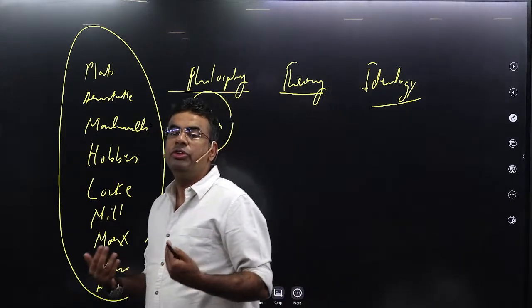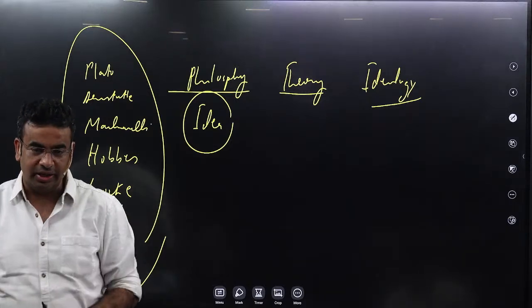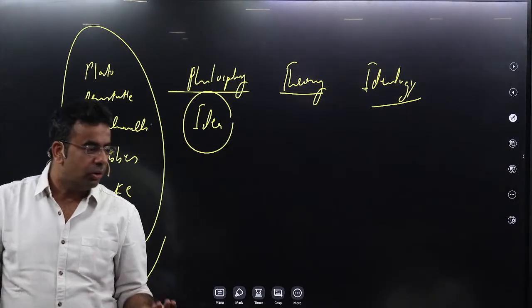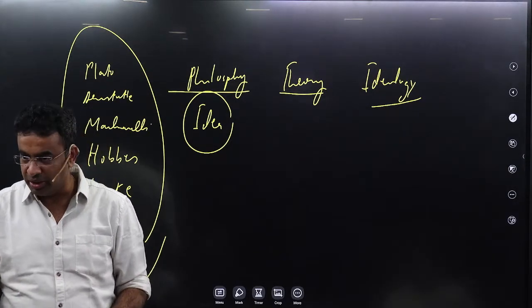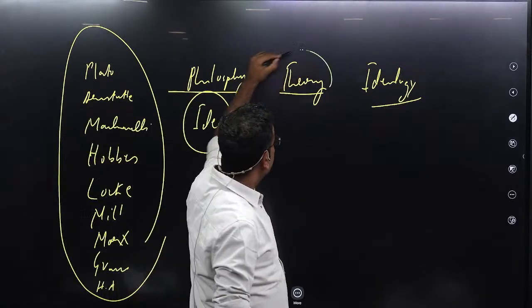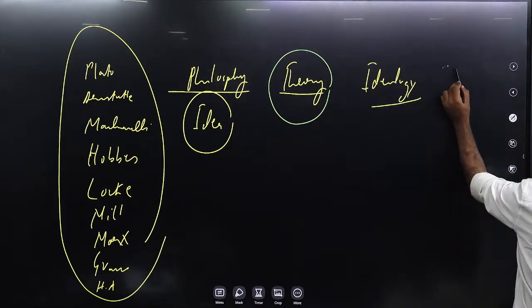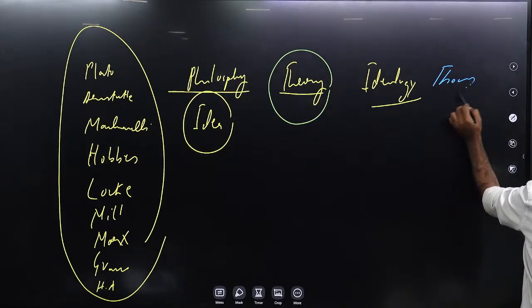Like Darwin's theory, plate tectonic theory. You have given an idea and you are explaining that idea. So once you are explaining the idea, what you are doing is theory. Okay? Then comes thought, political thought.